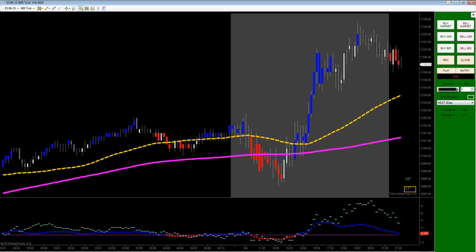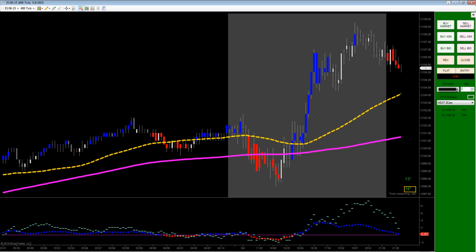Panda Heat has been one of the best momentum scalpers for the E-mini S&P 500 futures contract for this entire time. So it's a very popular and easy to use system, and I'm going to show you exactly how to use it, and I'm going to show you all the trades for this week.